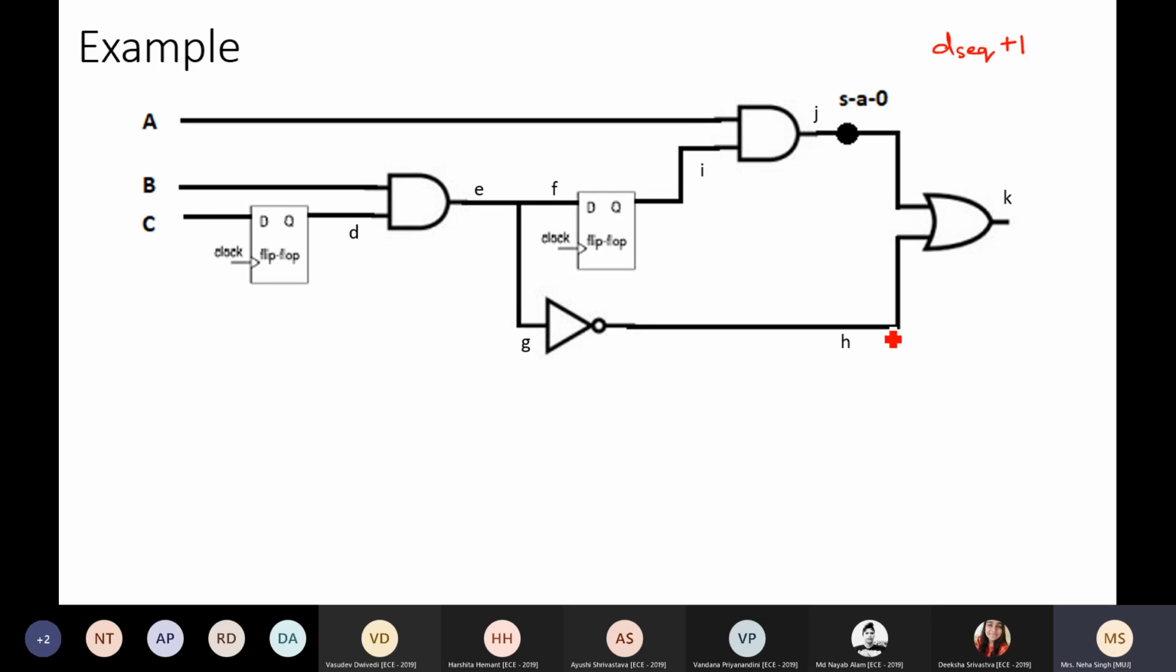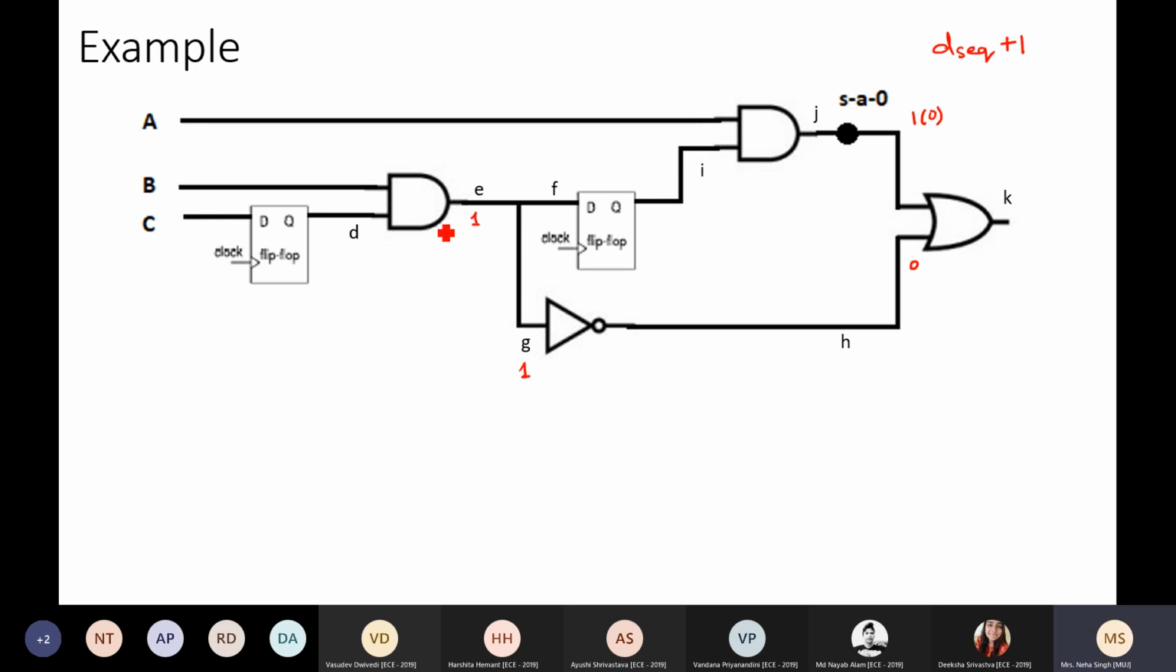So I need H equal to 0, so that the fault here, which is D, actual value 1, faulty value 0, gets propagated to K. So I want H equal to 0. When will I get H equal to 0? Justify the value, move towards the primary input, and find the value of primary input which ensures H equal to 0. So when will H be 0? When G is 1. If G is 1, E has to be 1.